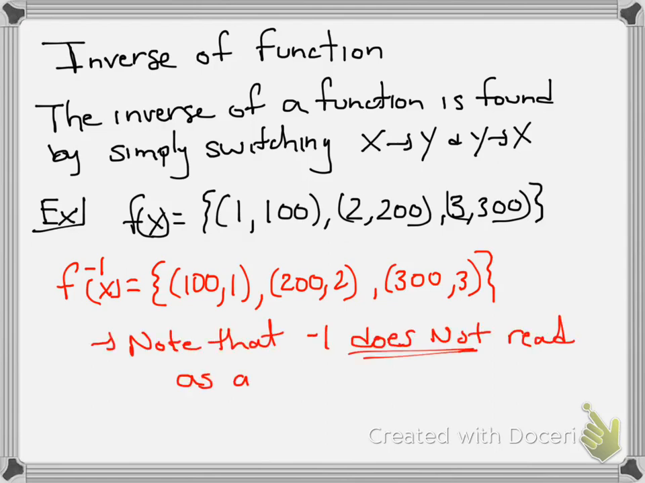One thing to note is that this negative 1 up here, this f to the negative 1, does not read as an exponent. So it's not 1 over f. Okay, so this is just a notation thing. I know we're sort of duplicating notation, but it should always be straightforward. When you see this f to the negative 1 of x, just know this is referring to the inverse. So it's a little bit tricky. Unfortunately, mathematicians aren't always so creative.